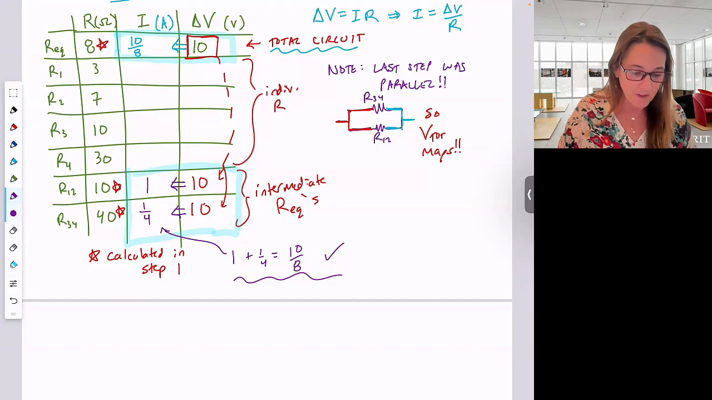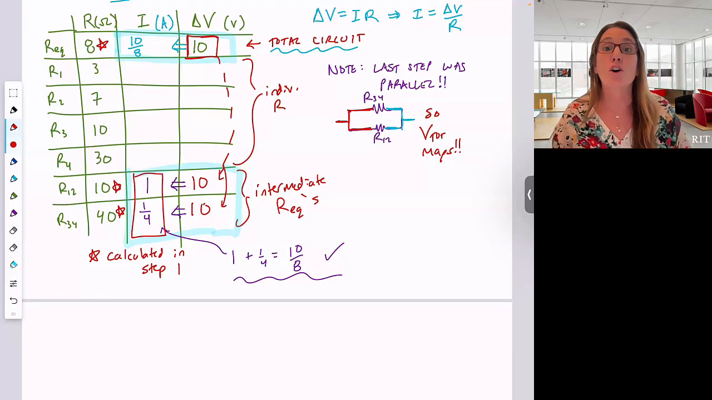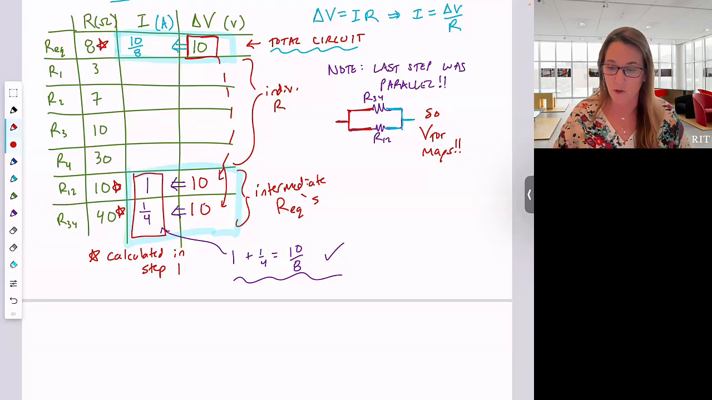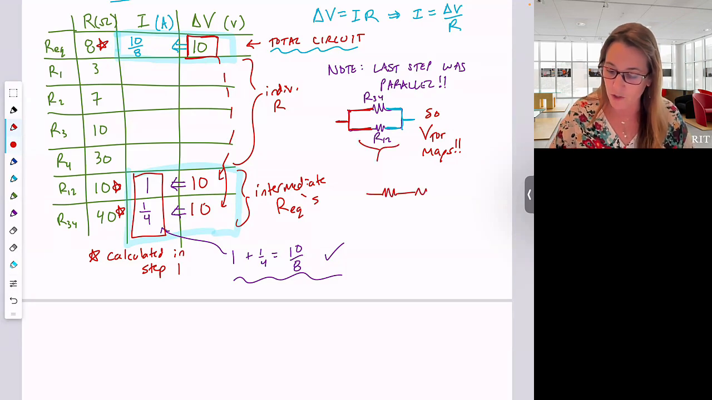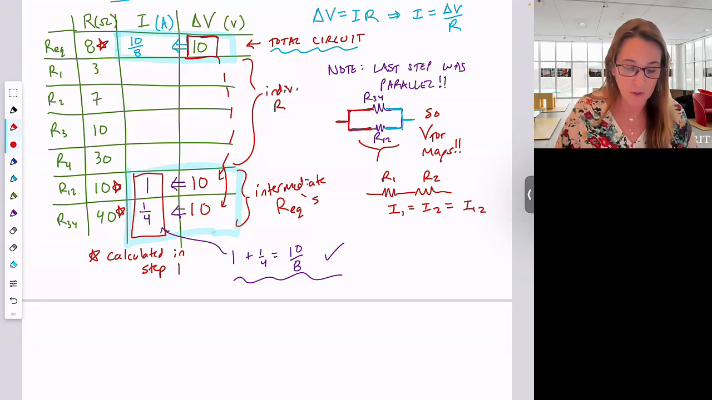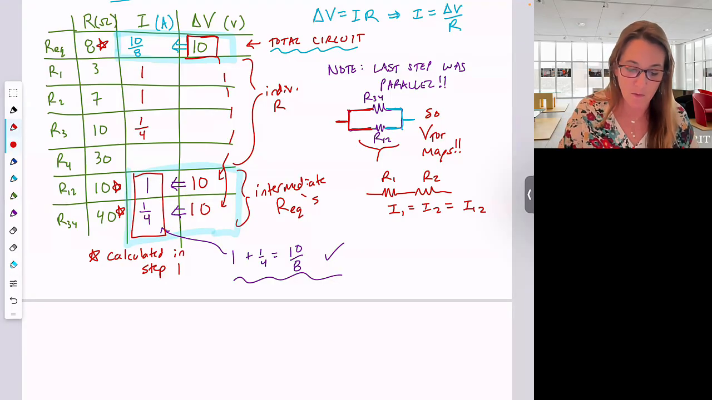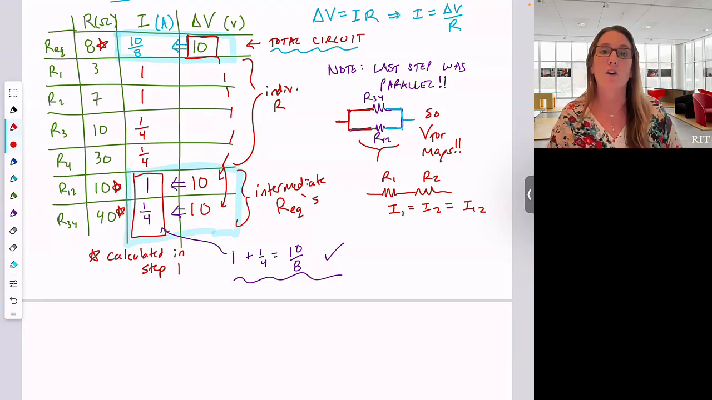And now that we have calculated these values, once you calculate a value in an intermediate step, those are going to map on to something else. So we want to note that if we deconstruct R12 and we just have R1 and R2, remember that the current through each one is equal, and it's equal to the equivalent. So that current is going to map. So R12 is going to get mapped onto R1 and R2. R34, for the same reasons, will get mapped onto R3 and R4.